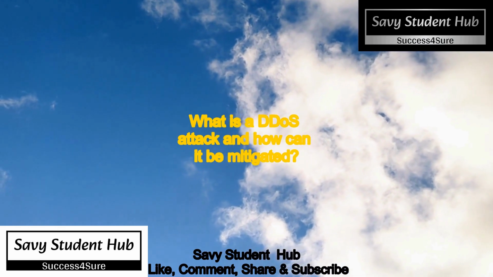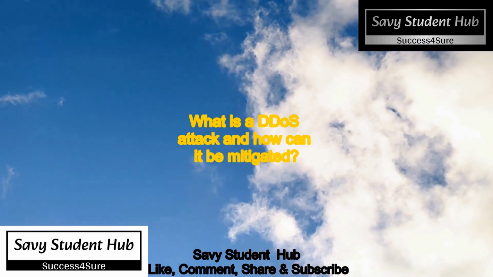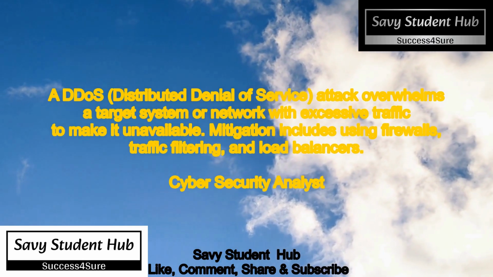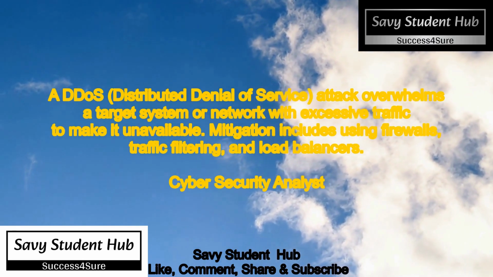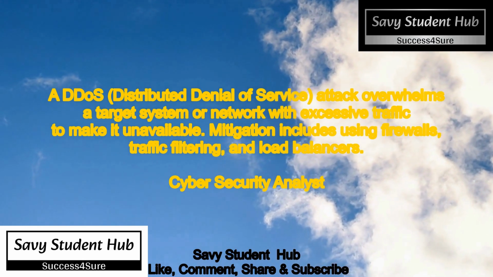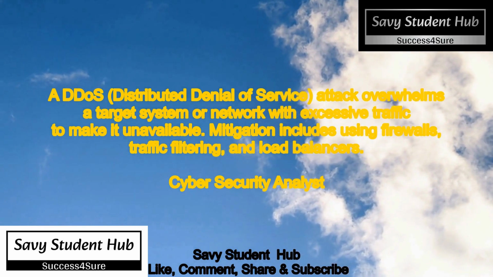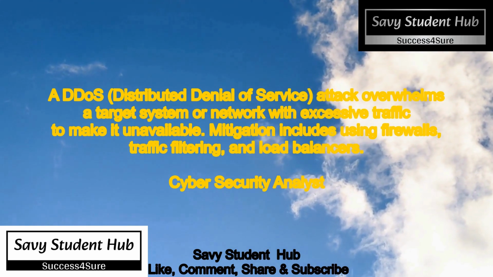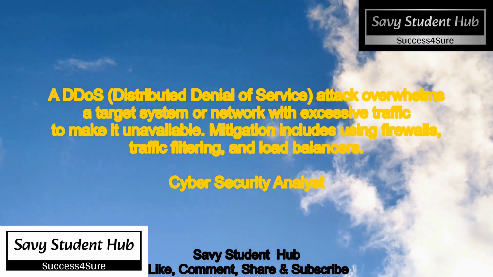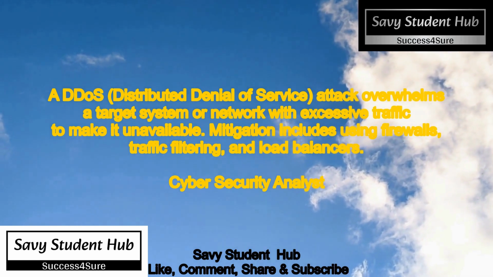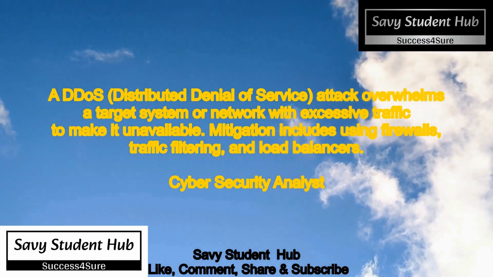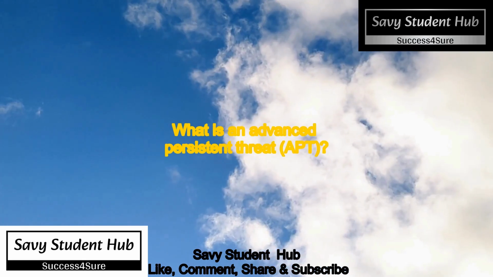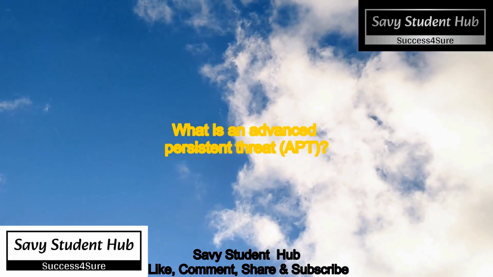A DDoS, distributed denial of service, attack overwhelms a target system or network with excessive traffic to make it unavailable. Mitigation includes using firewalls, traffic filtering, and load balancers. What is an advanced persistent threat, APT?